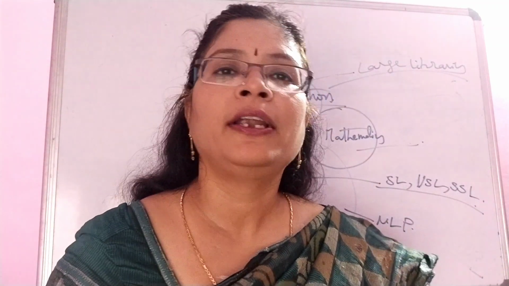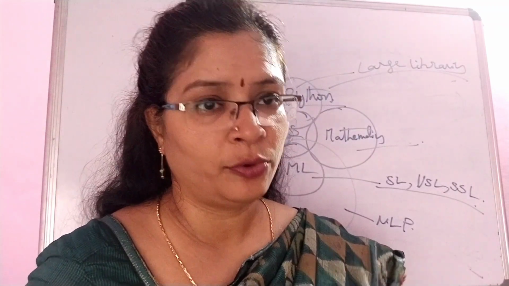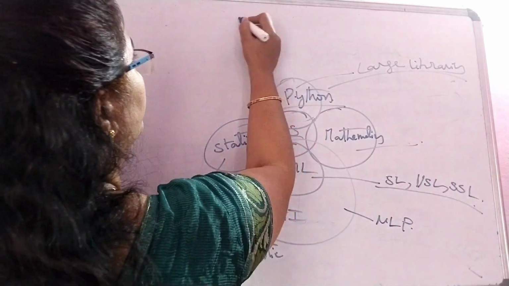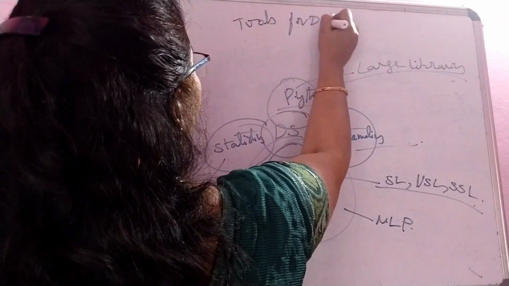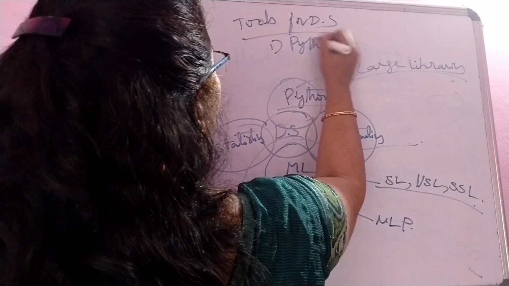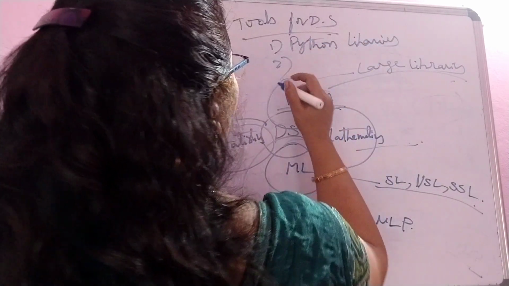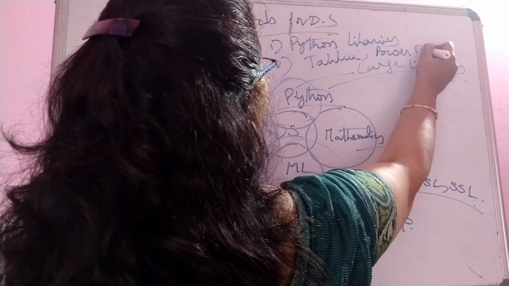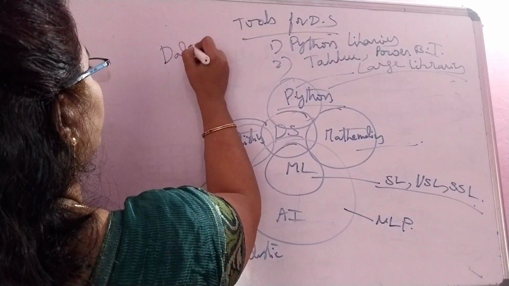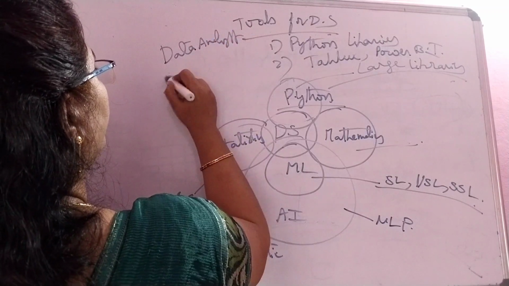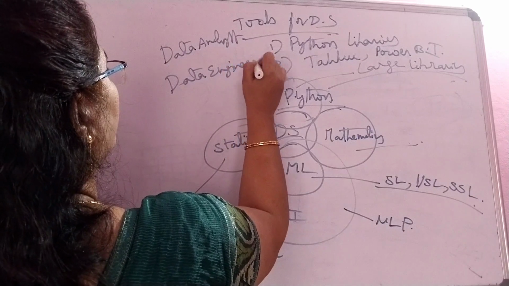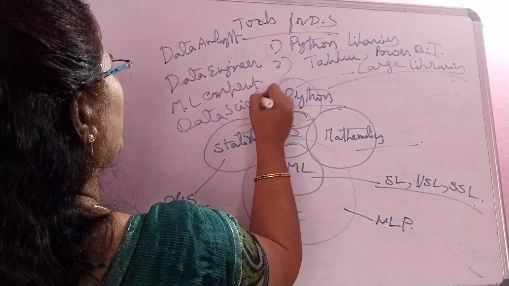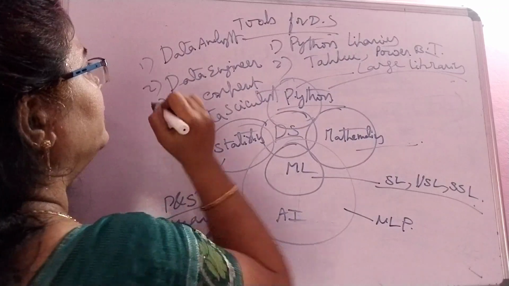And now I am going to say what kind of jobs are available in data science if you learn data science in the market, and what tools are available in the market. First of all, we see the tools in data science. Tools for data science. The very first one is Python libraries. And the second one we use is Tableau for analysis, and Power BI, Microsoft Power BI. And the jobs available are data analyst and data engineer, ML expert, and data scientist. These are the roles available in the market if you learn data science.